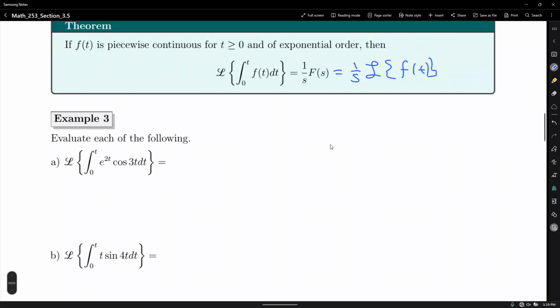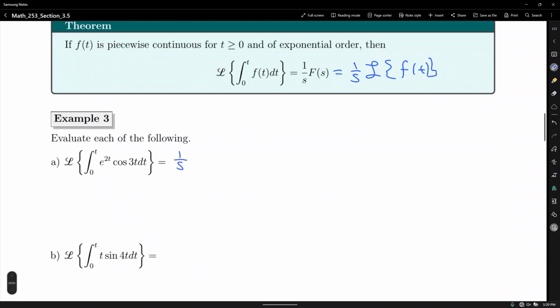Okay, so let's find the Laplace transform of the integral from 0 to t of e to the 2t cosine 3t dt. Think about this integral right here. Remember that one from calculus 2? That's not a fun one to do. That's one of those that you have to treat like an equation, and it may take at least a whole page. Also, this one has limits of integration. It's even more work.